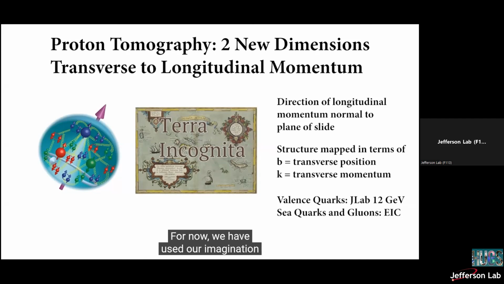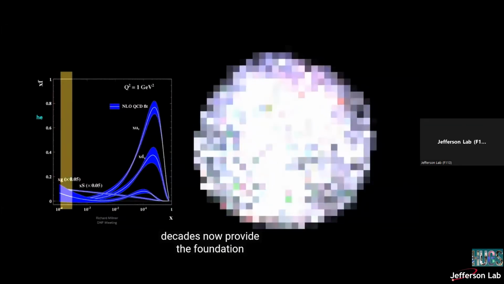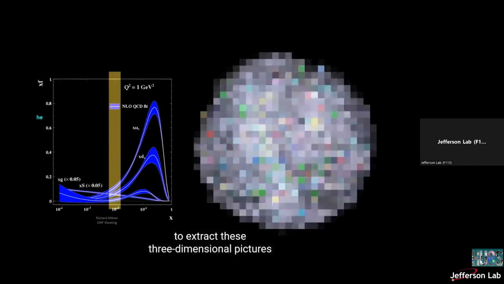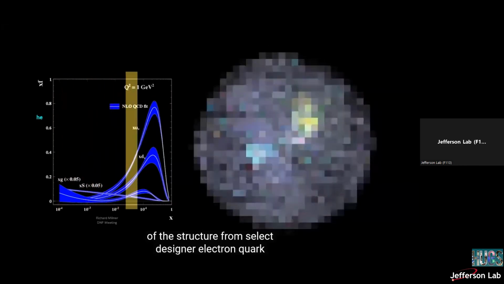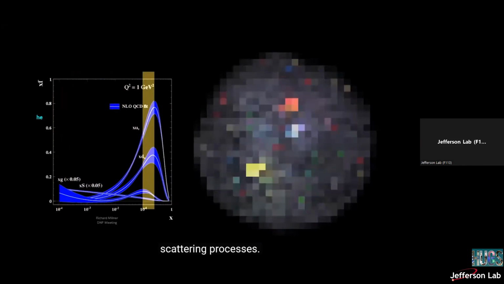For now, we have used our imagination to fill this gap and animate what the data tell us about the 3-dimensional structure of the matter deep inside us. But much better, QCD theory developments over the last 2 decades now provide the foundation to extract these 3-dimensional pictures of the structure from select designer electron-quark scattering processes.